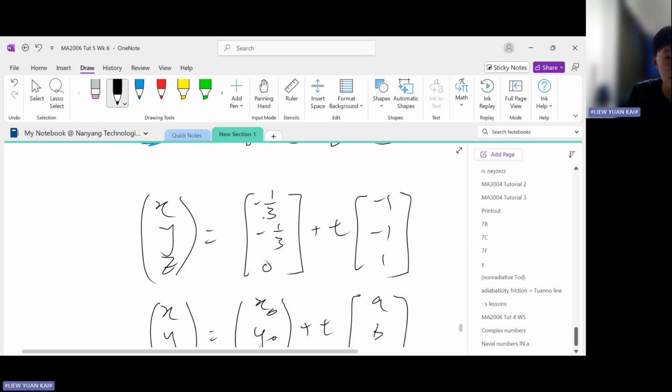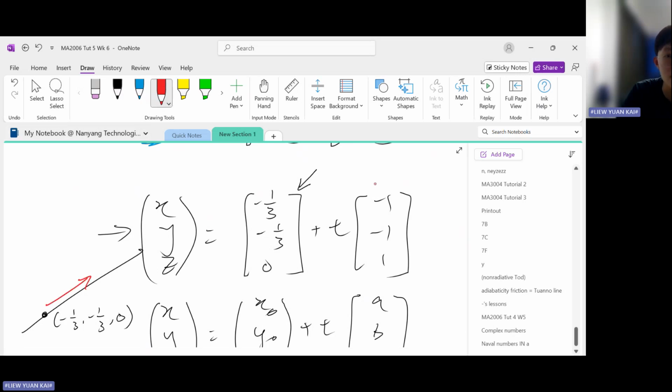So when you draw this equation out, it will give you a line. And there is a point on the line: minus 1 over 3, minus 1 over 3, 0. And this line is also parallel to this vector. Let me write this in column vector form: minus 1, minus 1, 1.